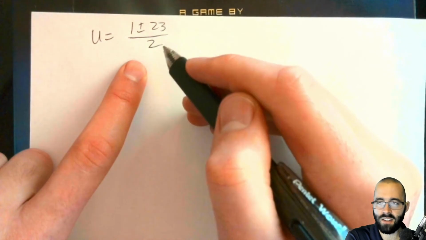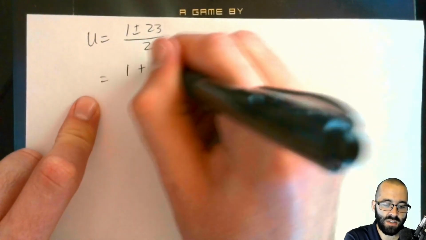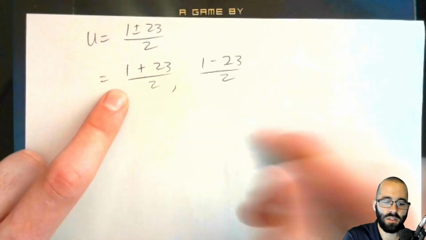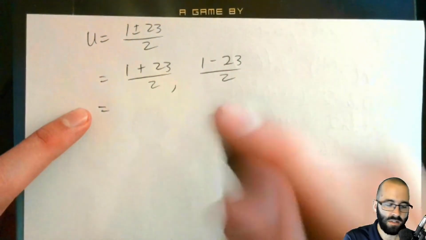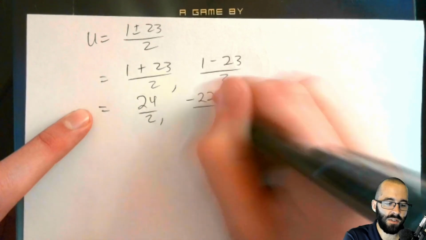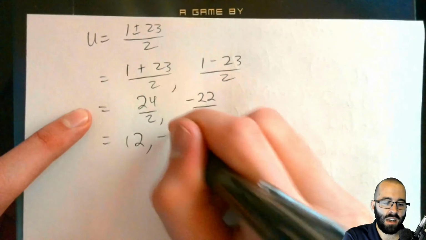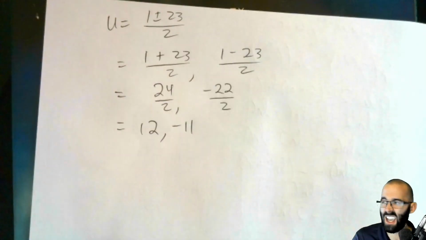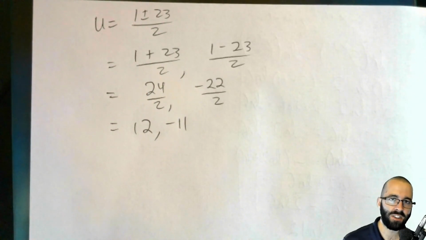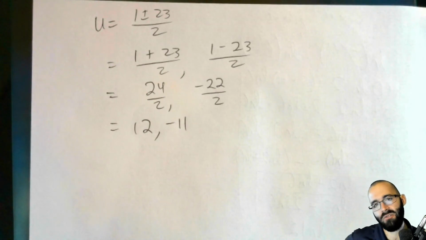So because we have a nice number, relatively, we can split this up into 2 answers, right? It's going to be 1 plus 23 over 2, and it's going to be 1 minus 23 over 2. Well, that's just 24 over 2, and negative 22 over 2. Simplify those out, that's going to be 12, and negative 11. So this tells us that, yeah, we could have factored it. Our answers being rational, fractions or integers, means that we could have factored it.